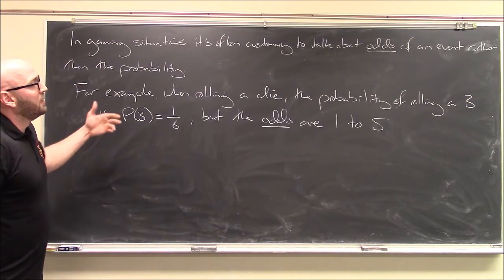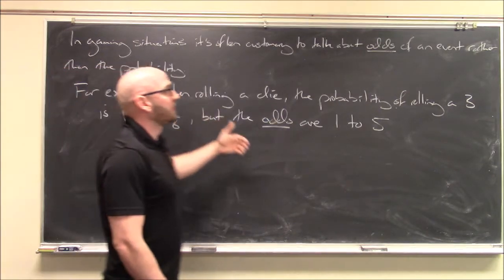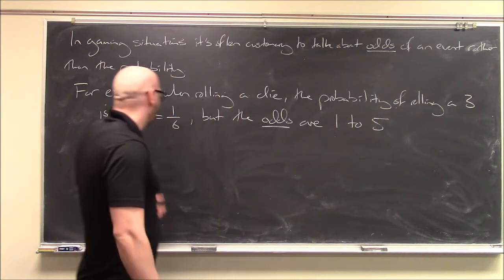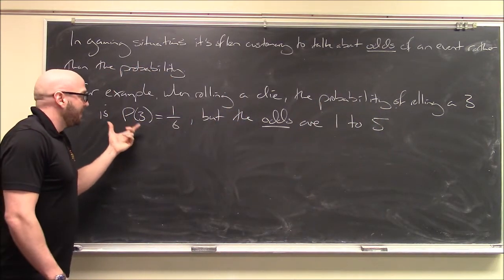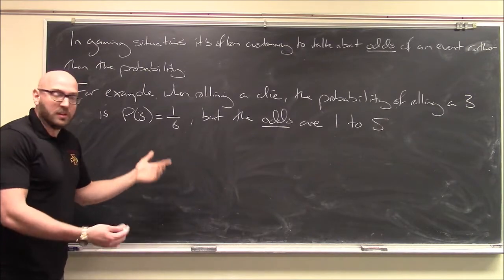But for example, when rolling a die, the probability of rolling, say for example, a 3, is, we know, the probability of rolling a 3 is 1/6.